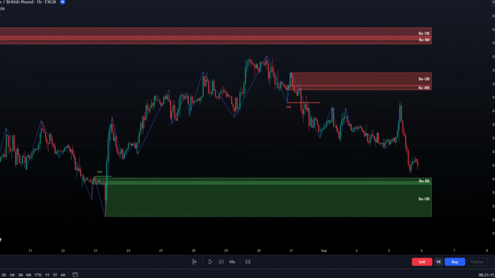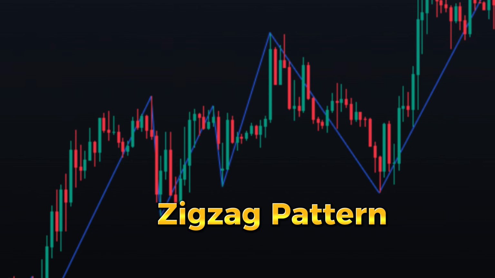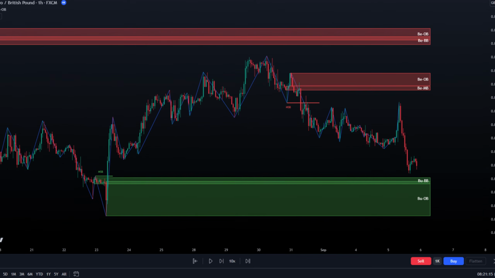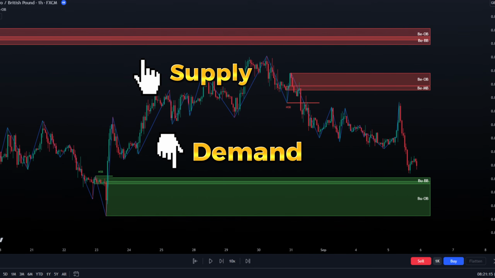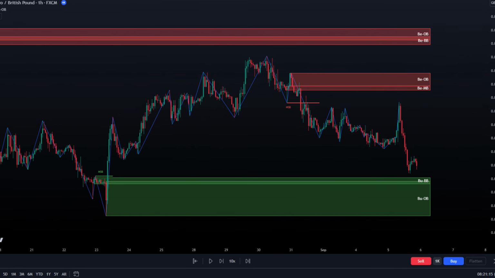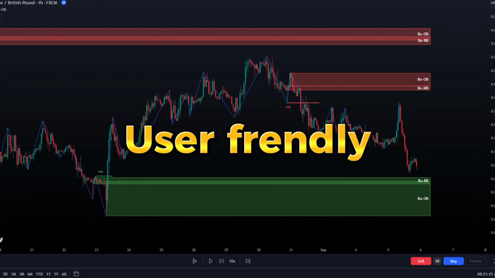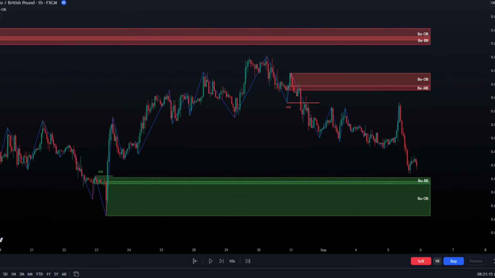The indicator also uses zigzag patterns to highlight market structure by showing lows and highs. The order blocks can be supply and demand zones, helping traders make decisions. This order block indicator is one of the most accurate and user-friendly tools I've encountered. It's a valuable tool for traders looking to improve their trading strategies.